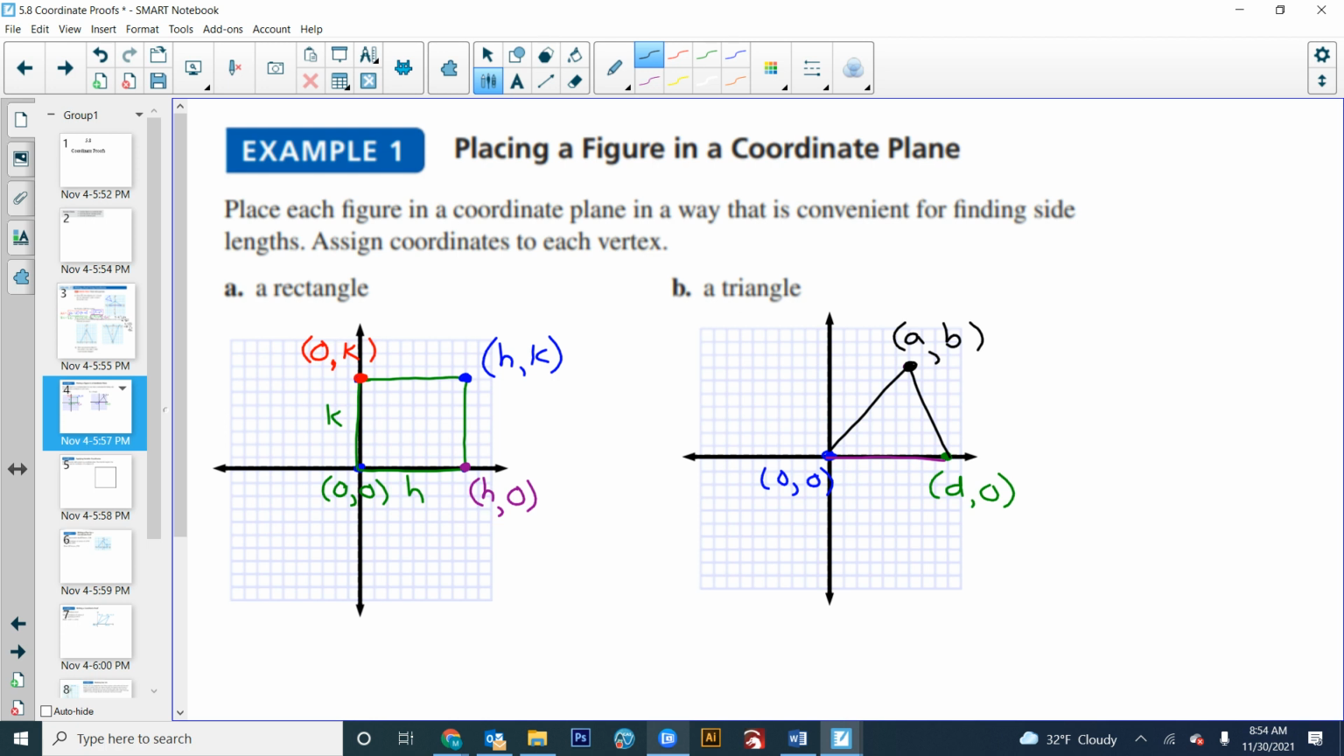Could A be 0? Yes. If A is 0, you have a right triangle. True or false? True.